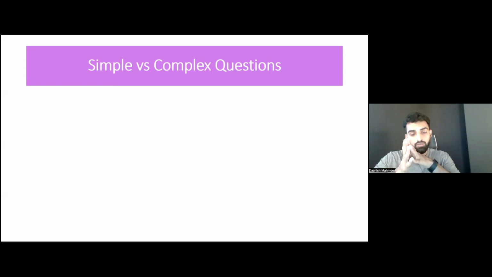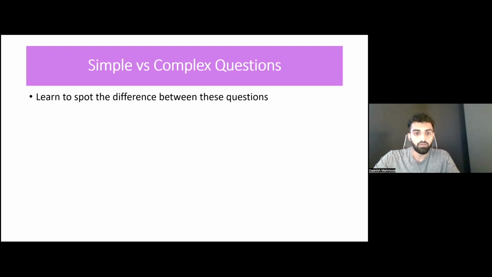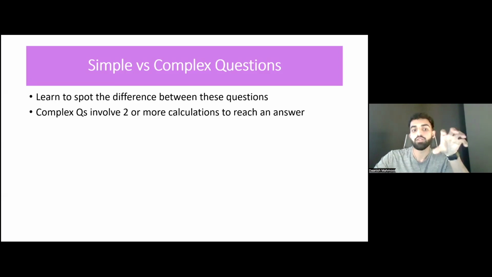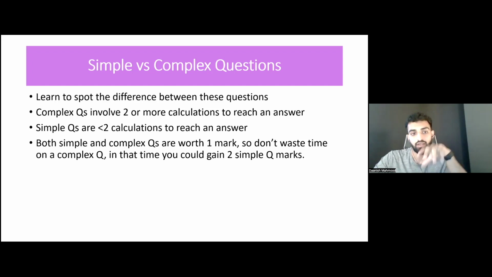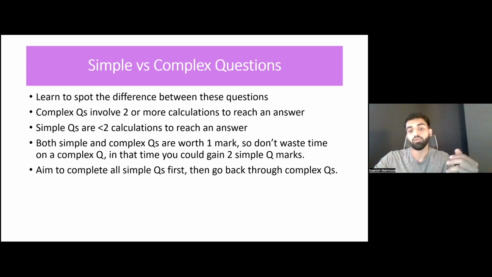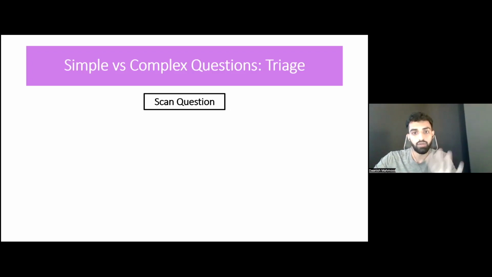So it makes sense for you to spend most of your time doing the one-step questions, the ones that have 1 calculation or 2 calculations to get to the answer. So learn to spot the difference between these questions. Complex questions are anything that has 2 or more calculations. Simple questions have 2 or less. They're both worth 1 mark each, so don't waste your time on a complex one. Aim to complete all of the simple questions first, then go back to the complex questions. And I'll show you a framework for how you can manage both of these.